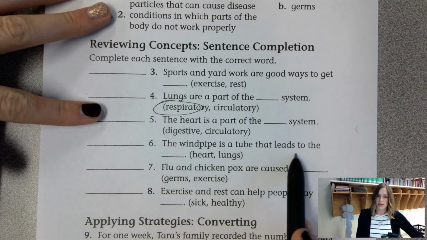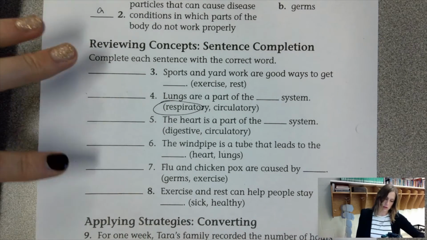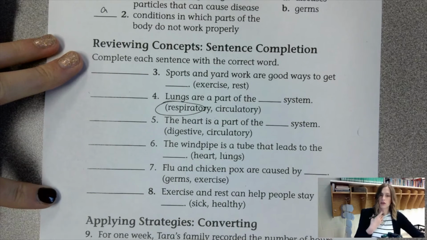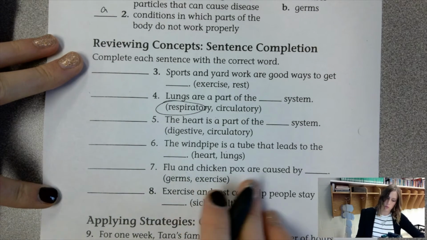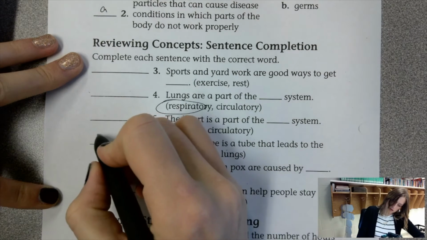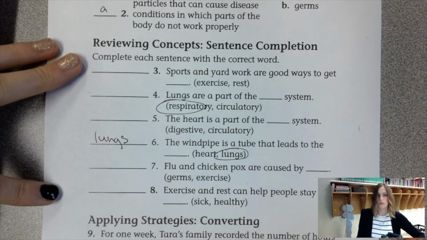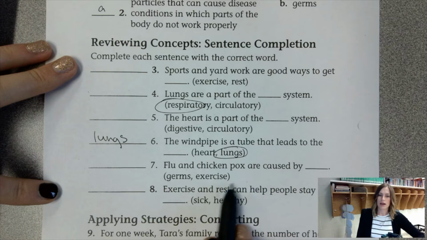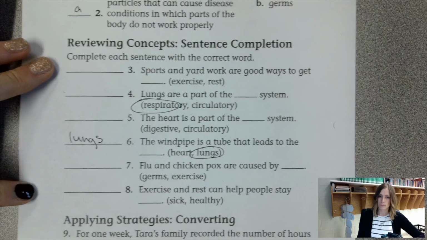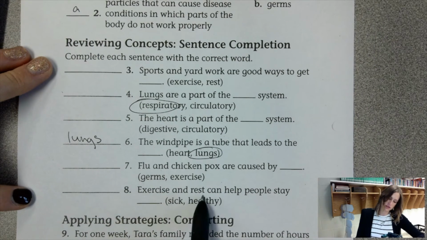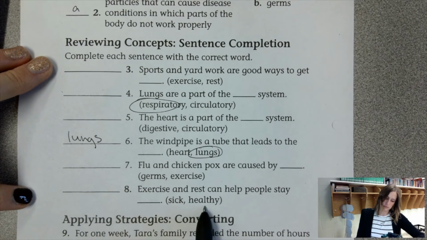Windpipe is a tube that leads into the lungs, right? Our esophagus goes down into our stomach. The windpipe goes into the lungs. Flu and chickenpox are caused by germs or caused by exercise. And then number 8, exercise and rest can help people stay sick or help people stay healthy.